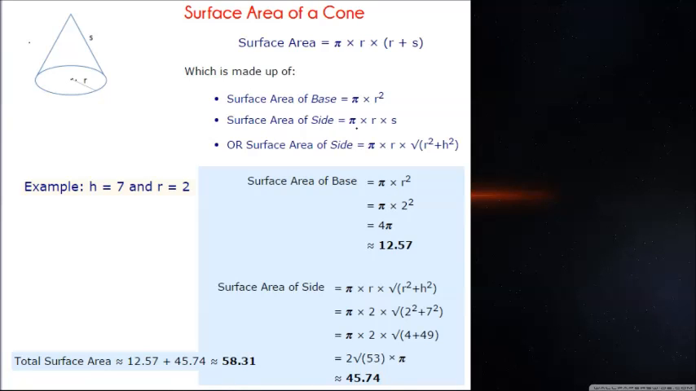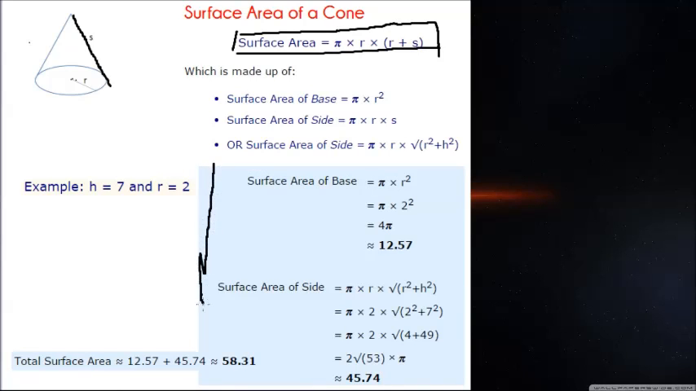So this is the formula for the surface area of a cone. Pi times the radius times, in the bracket, radius plus slant height or slant length, which is made up of surface area of base equals pi times r squared, and surface area of side, which is pi times r times s, or surface area of side, which is pi times r times square root of r squared plus h squared.